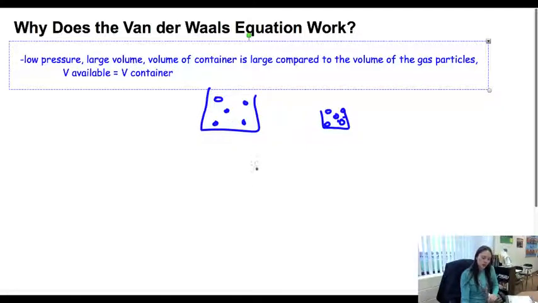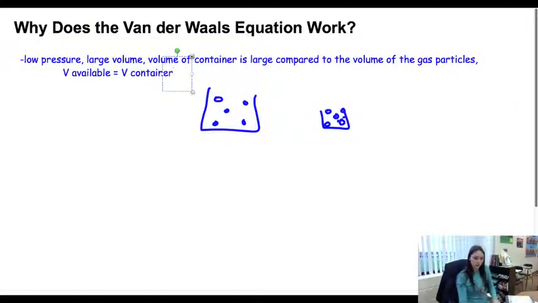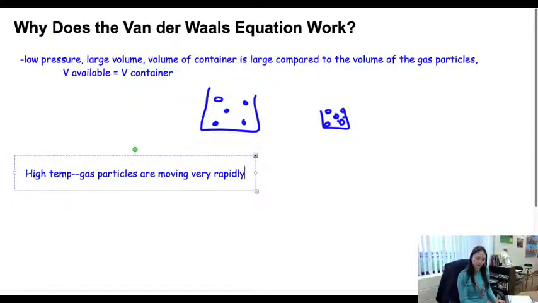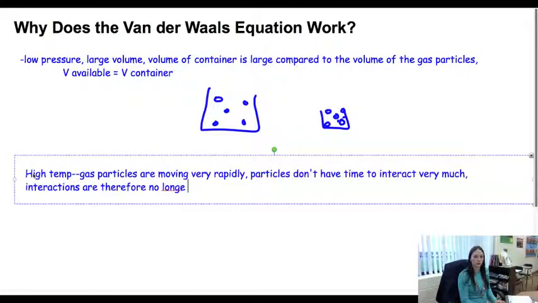All right. The second reason that it works deals with high temperature. At high temperature, my gas particles are moving very quickly. If they're moving very rapidly, the particles really don't interact that much. Since they are moving so quickly, now they don't have time to interact with one another, which means my particle interactions really aren't a big factor anymore. But if they're moving slower, which is a lower temperature, now they've got more time to kind of stick together, which is going to mess up my pressure.